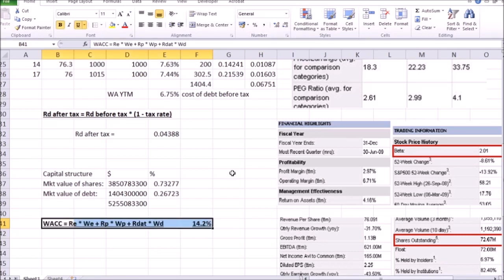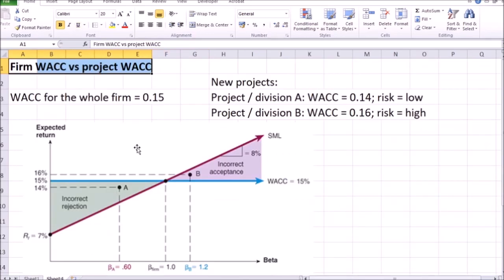I hope this example has been useful. Just one last thing to mention over here is that there is sometimes some conflict between the weighted average cost of capital for the whole firm versus the weighted average cost of capital for some of its divisions or for some of the firm's projects, because the level of risk associated with the whole firm might be different from the level of risk associated with some of its projects.